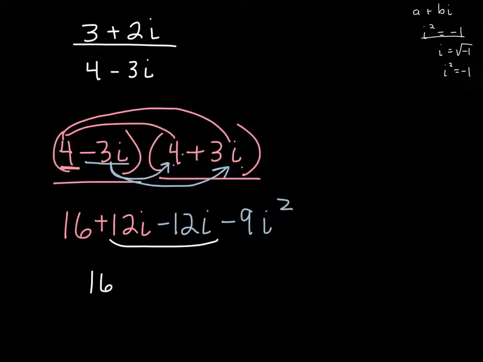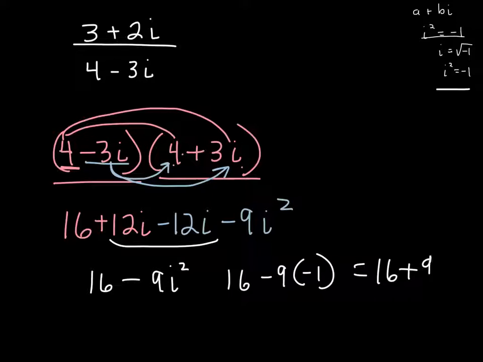So we're left with 16, not plus, but minus 9i squared. But remember that i squared, if we recall over here, equals -1. So we really have 16 minus 9 times -1, which gives us 16 plus 9, which ends up being 25. So that is why we use the conjugate, because it removes the i out of the problem and it leaves a real number in its place.